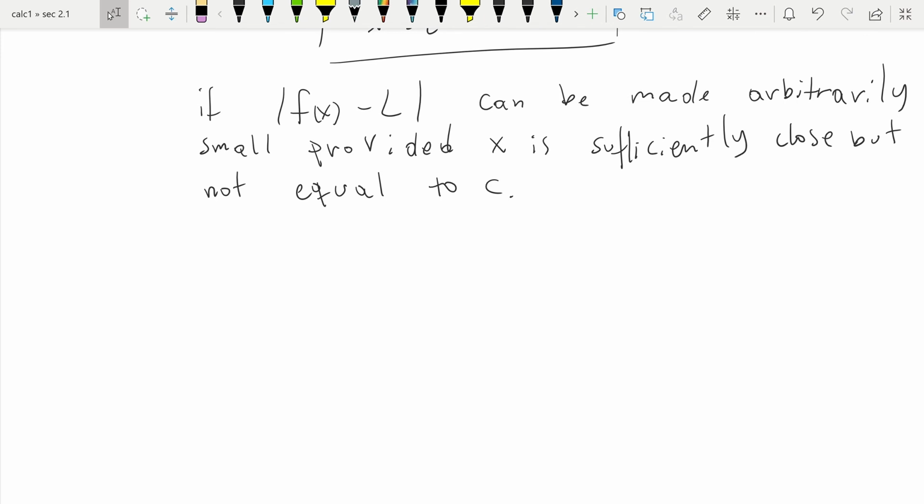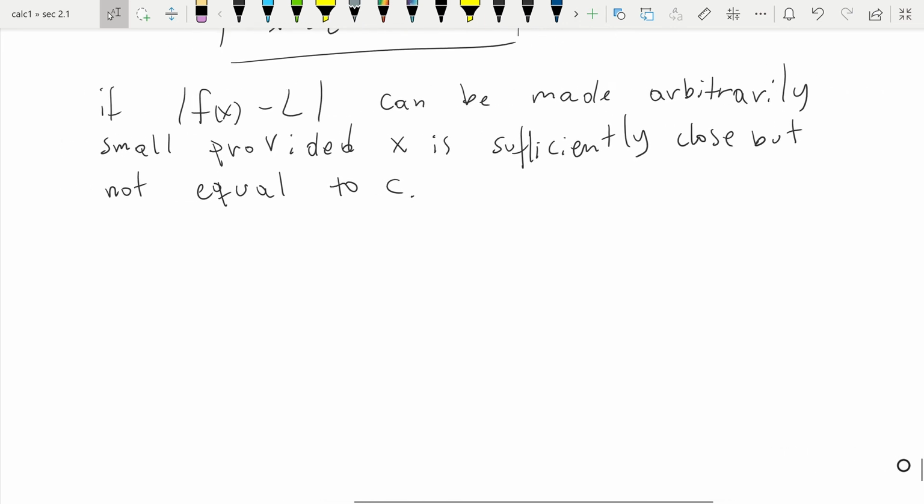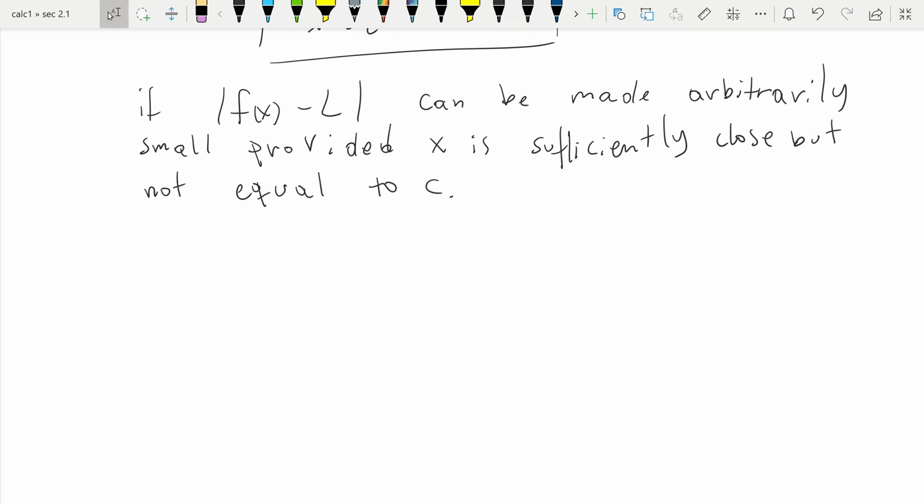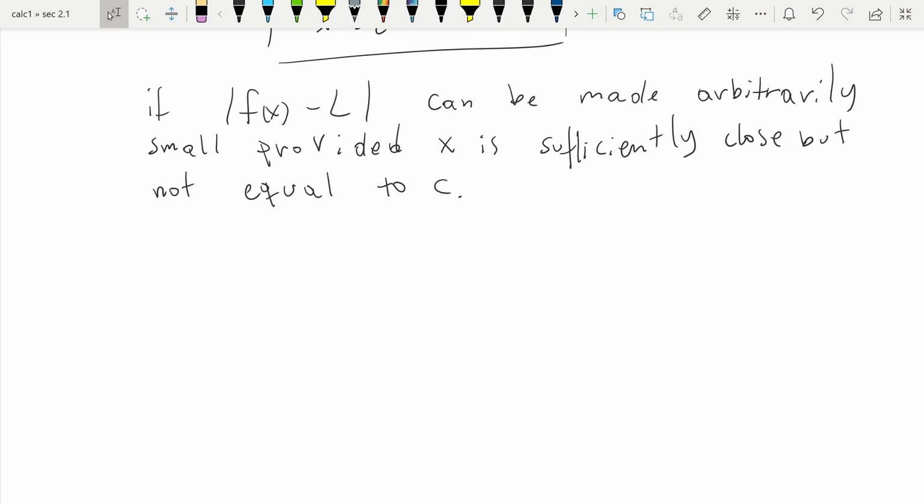Okay, so this is the actual definition. We want to make f of x as close as we want to L, provided that we can guarantee that x is close to, but not, and this is the crucial thing, not equal to c. The value of f at the point, if it has one, is not relevant. The limit will not change.